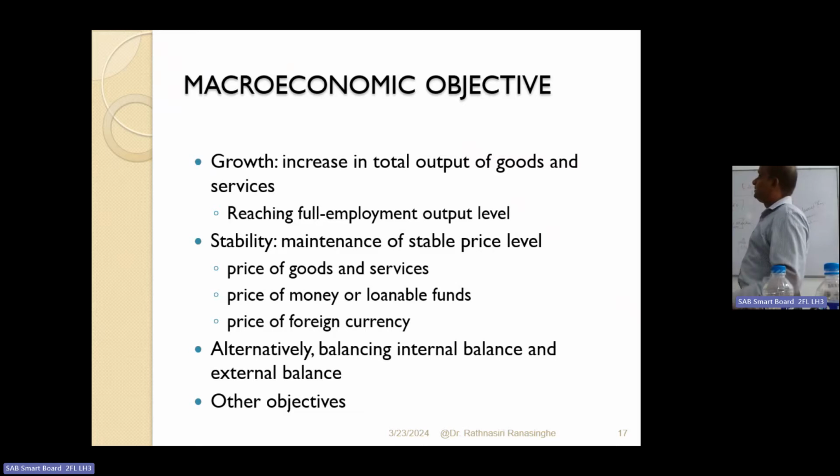So we need to maintain the stability. That is a very, very important macroeconomic variable when we talk about macroeconomic stability. In the macroeconomic environment, we need to maintain the stability of prices. That is one objective. And there are other objectives, for example, poverty and regional development.